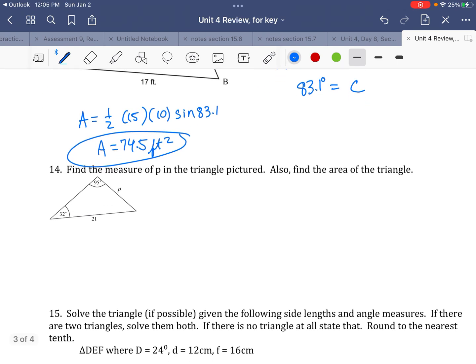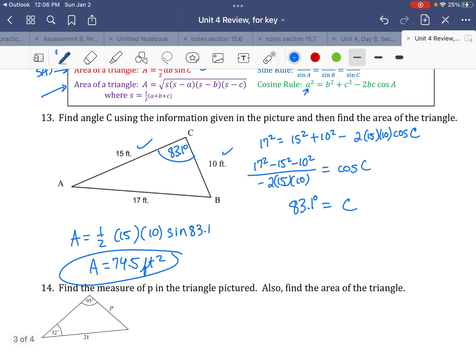All right, so number 14, find the measure of angle P pictured. So also find the area, yeah. Let's go ahead and do the area up here with that other formula, because I think that was probably the plan. Let's see, I forget. So S would have been 15 plus 10 plus 17, right? So that would have been 42 over 2, so that would have been 21.